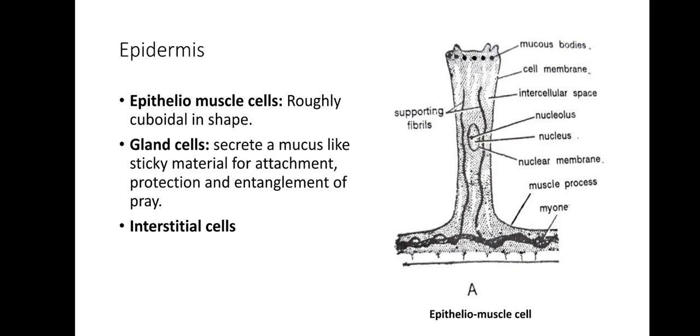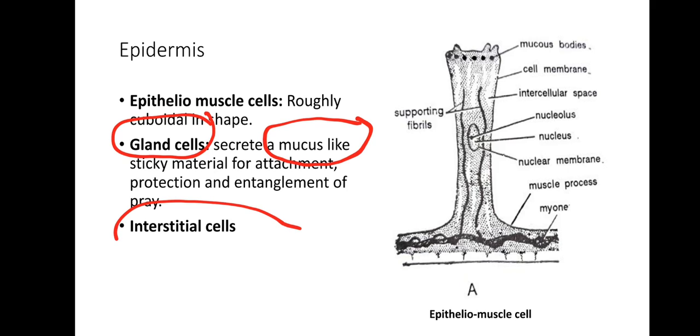The next type of cell you see is the gland cell. As the name itself says, they secrete some chemicals, secretions, some juices. And here mucus-like sticky materials are secreted by these gland cells and they help in attachment. See, in the polypoid stage, the body is attached to the substrate. So, they help in attachment. Not only that, they also help in feeding, entangling the prey. Okay. So, that's the second type of cell.